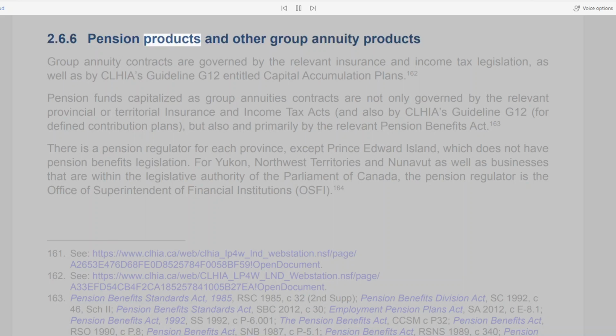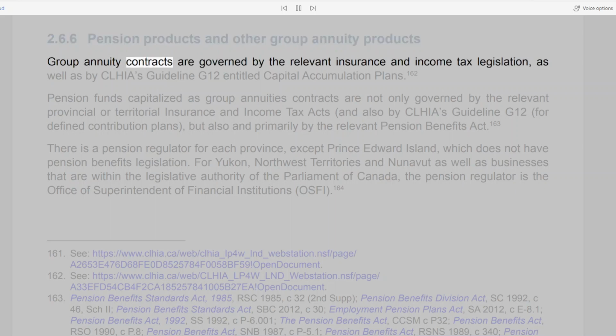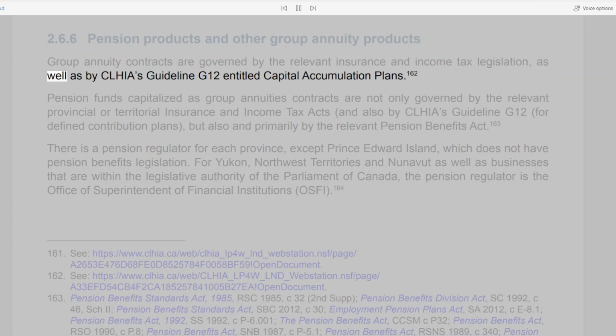2.6.6 Pension products and other group annuity products. Group annuity contracts are governed by the relevant insurance and income tax legislation, as well as by CLHIA's Guideline G12 entitled Capital Accumulation Plans. 162.